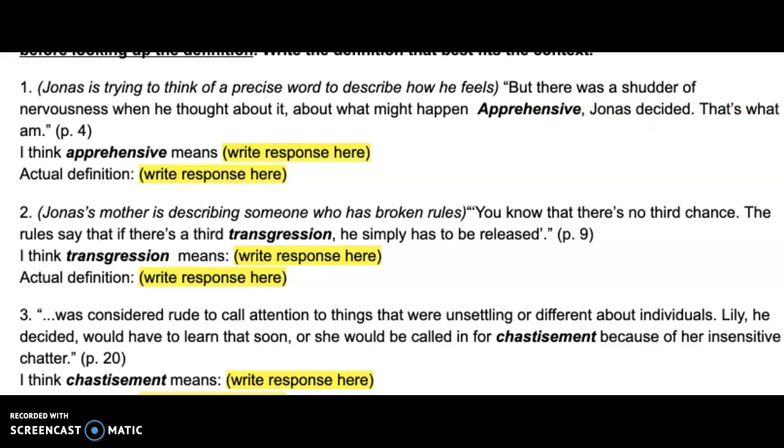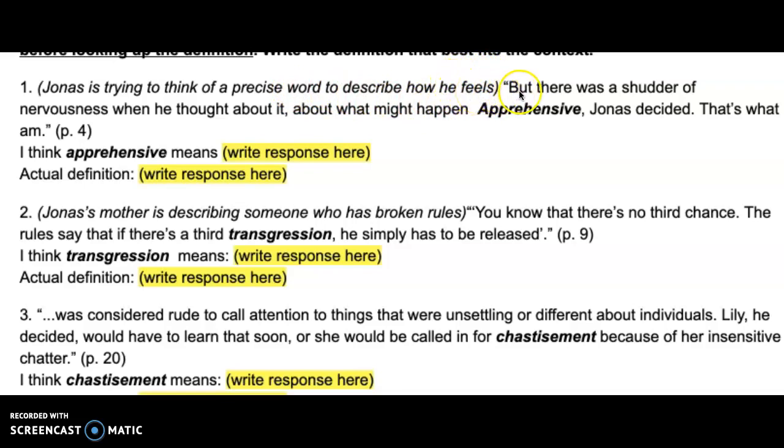So now you're going to come down here and you're going to do this first part. I want you to always do this before you look up the actual definition, because we're practicing on figuring out unknown words by using context clues. So the word apprehensive, I'm going to look up above and look for context clues. In this first part, it talks about he's looking for a word to describe how he feels. So one of my clues is I'm looking for a word that describes how you can feel.